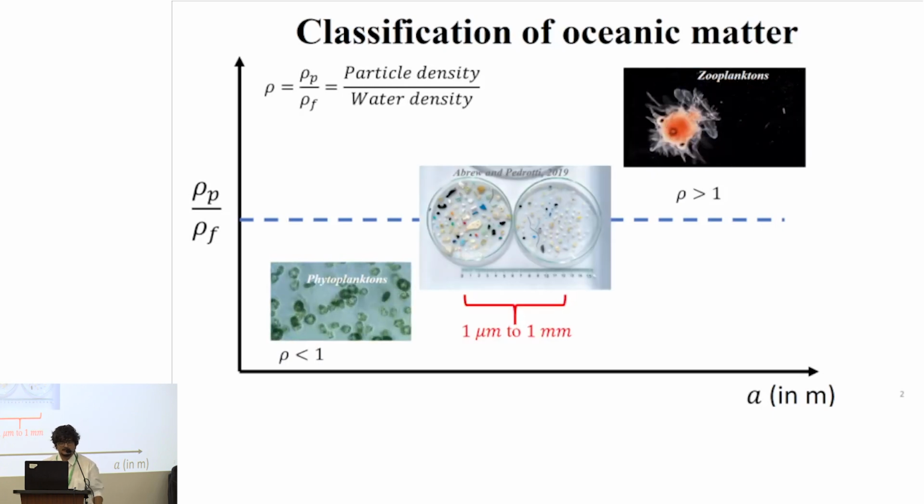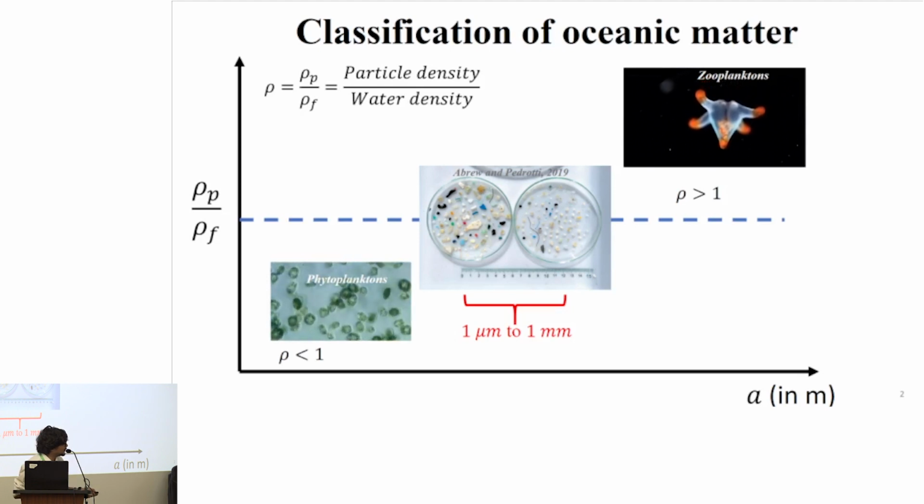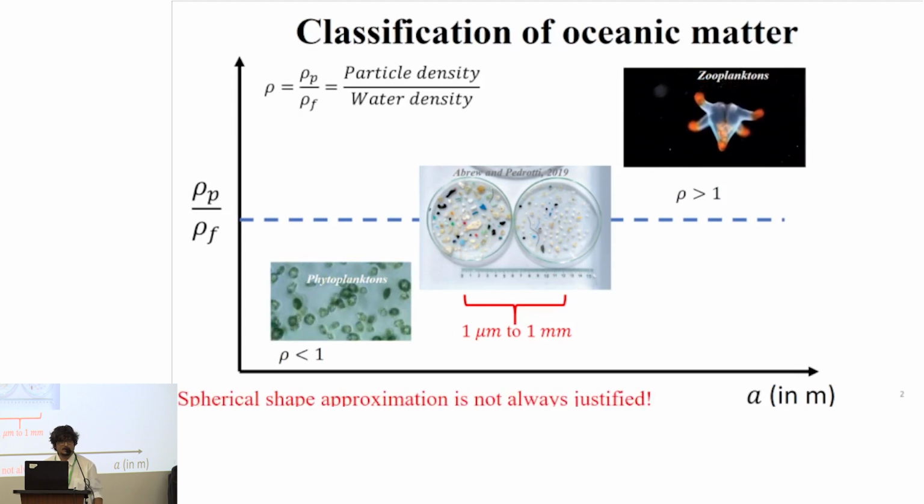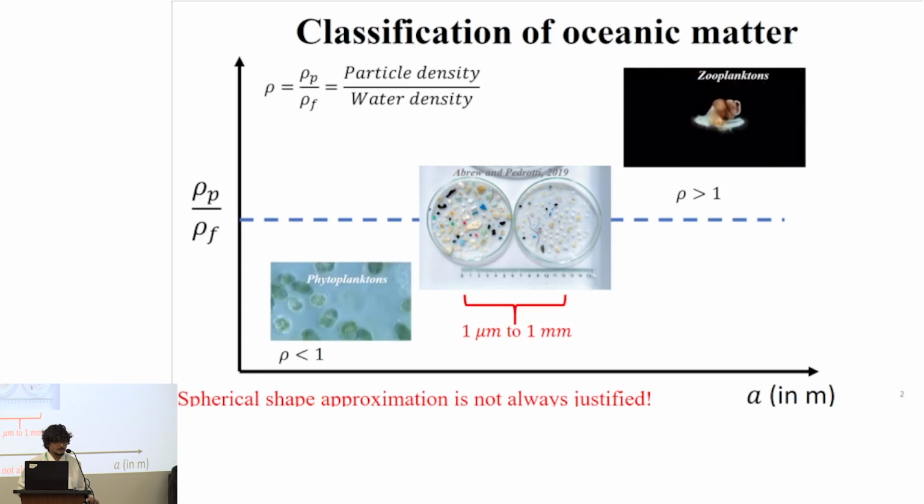Microplastics, on the other hand, can be lighter or heavier than the water, and the size ranges from 1 micrometer to 1 millimeter. So from all this animation, we can see that particles found in nature can be lighter or heavier than the surrounding fluid, and most of these particles are random in shape. That's why assuming them as spherical particles is a poor choice of approximation.